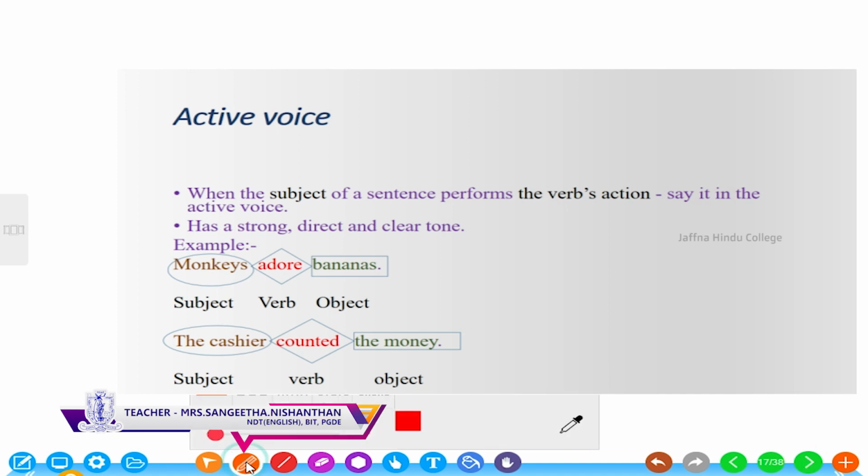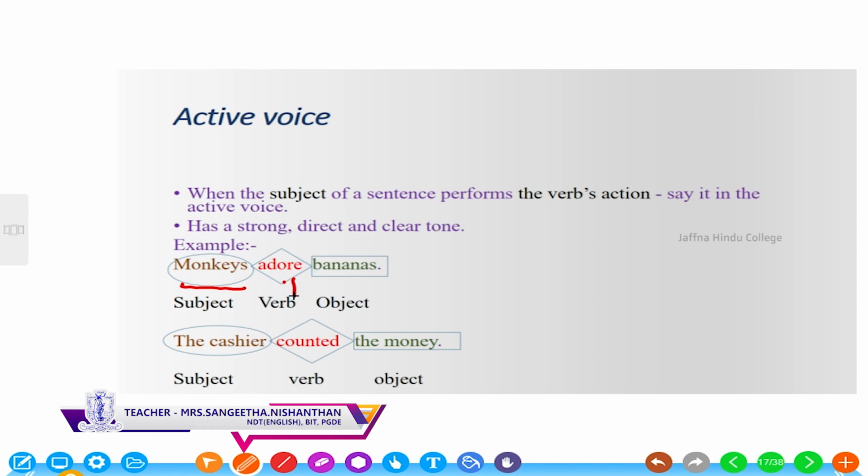Monkeys adore bananas. Who? Monkeys. Here, this is the subject. The answer for who is monkeys. So, the subject is monkeys here. What do they do? Adore. So, this is the verb here.